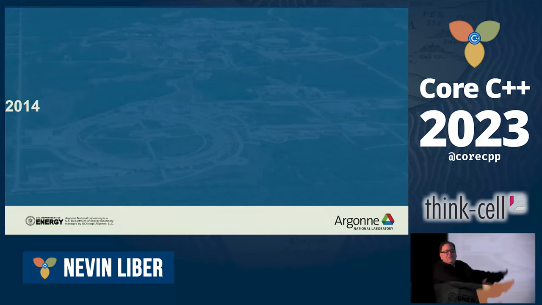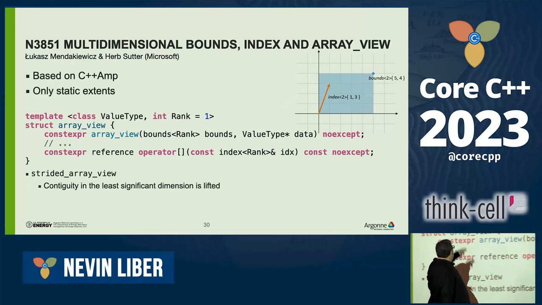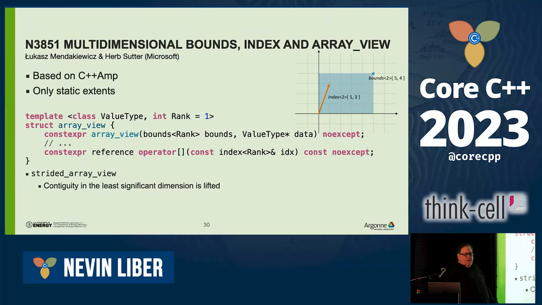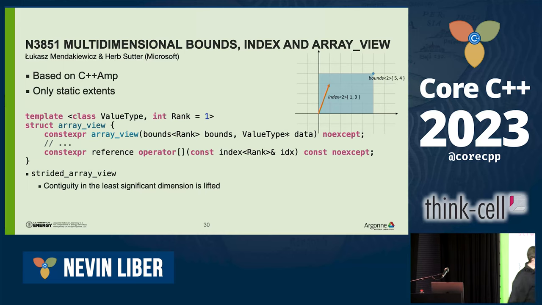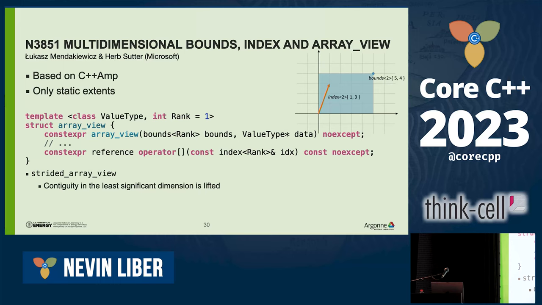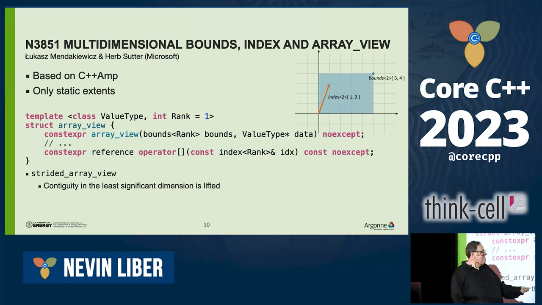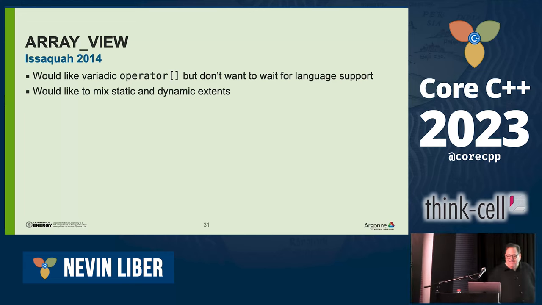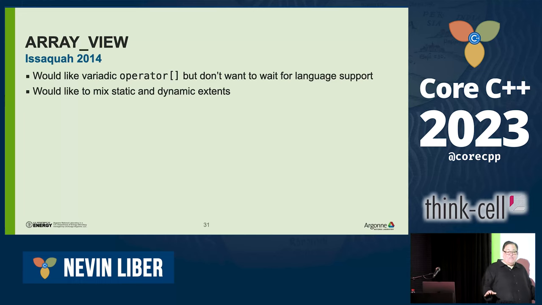In 2014, I was much younger, more naive. And so Lawrence and Herb Sutter brought a proposal for array_view. This array_view would take a bounds box, and it would take an index to point into that box, so two more types. And then there's a strided array_view if you wanted to do something that wasn't just contiguous space. And back then, we'd like that variadic operator square bracket, but nobody wanted to wait for language support. And we'd like to be able to mix static and dynamic extents.